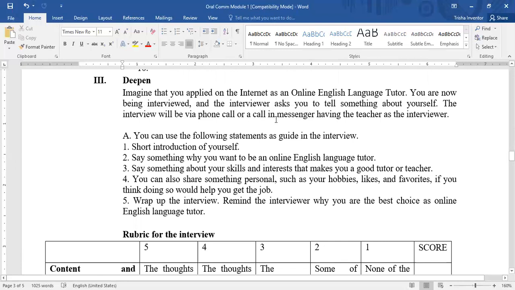I will be interviewing you through an audio call. This is an audio call, meaning ears to ears lang po. Ears and mouth lang po tayo. We will not see each other. We won't be using videos. So in Messenger, I will audio call you there.